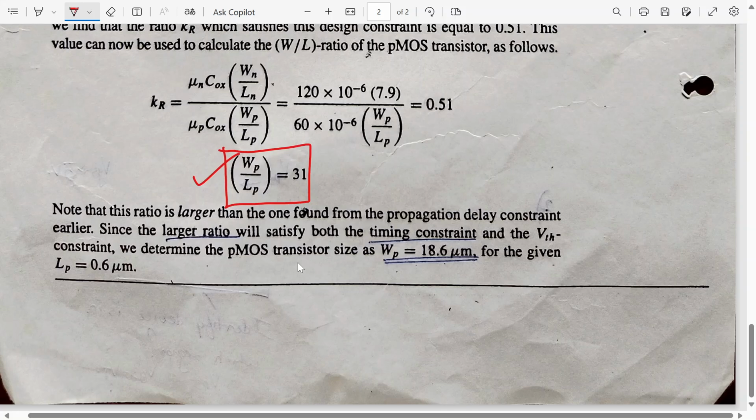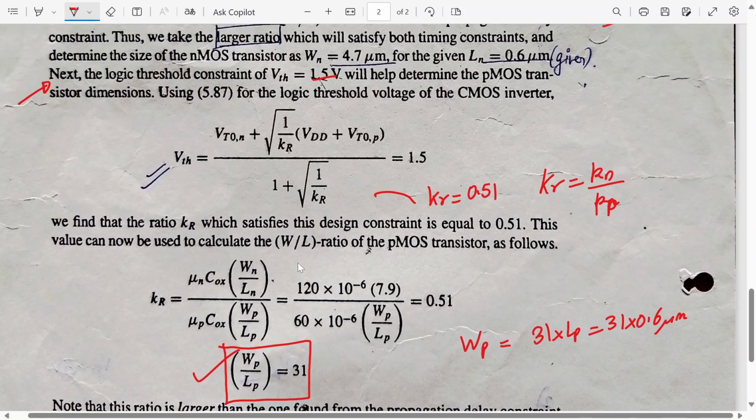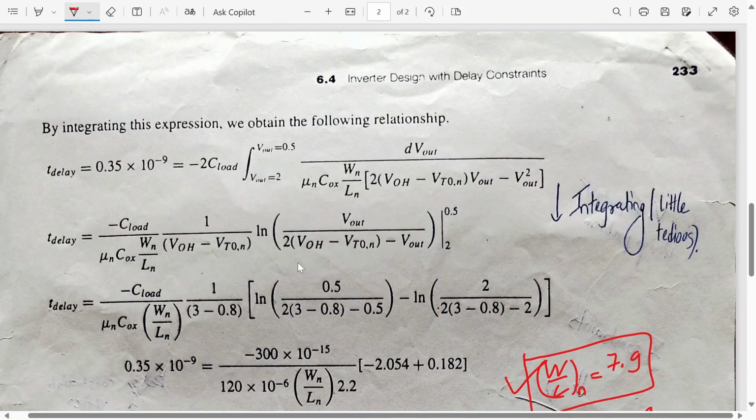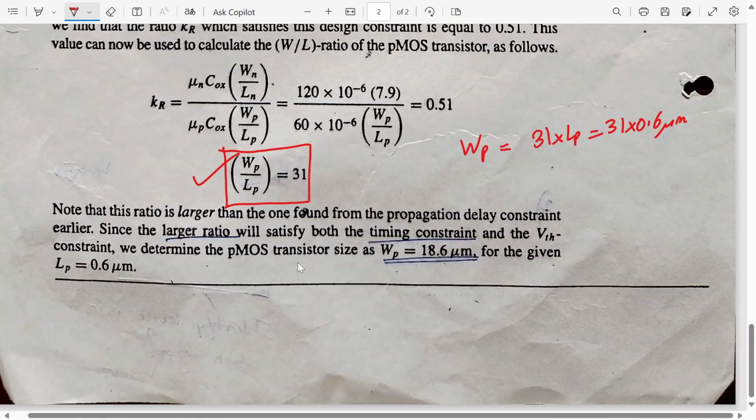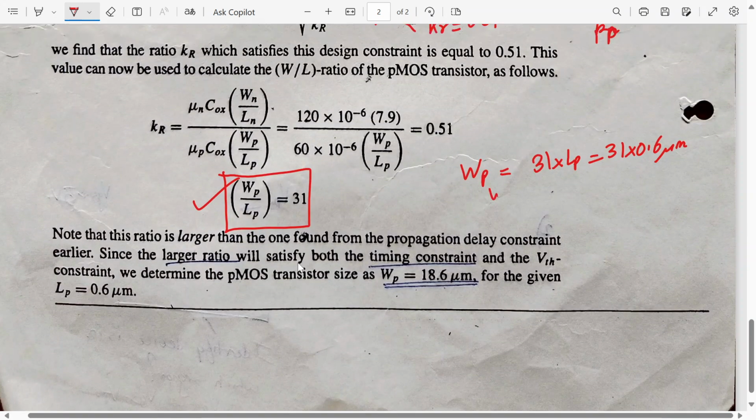So now we determine the PMOS size. WP will be 31 times LP, which is 31 times 0.6 micrometer. Yes, it is 0.6 micrometer. Yeah, so that is what we get. WP is 18.6 micrometer for the given LP.